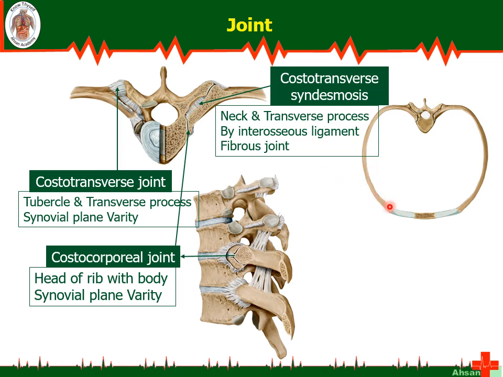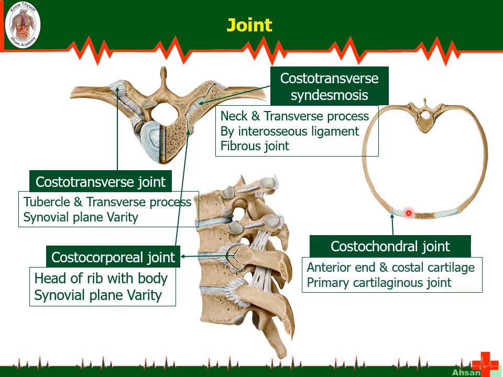The anterior end, you see, makes a joint with the costal cartilage. So this is known as costochondral. Chondral means cartilage. This is a primary cartilaginous joint. In a primary cartilaginous joint, the two participating units are connected by hyaline cartilage. Here, the participating units are one bone and another hyaline cartilage. So this connecting cartilage is also hyaline, so it seems to be part of the costal cartilage. We cannot see anything between these two, and that's why it is known as a primary cartilaginous joint.